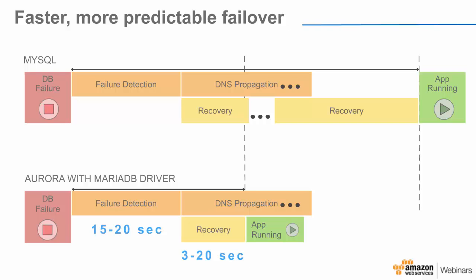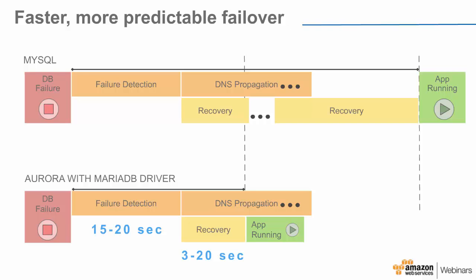So in case of RDS for MySQL, you can see that the phase of recovery is quite long. It could be 5 minutes or more, depending on what you're trying to recover. Whereas in case of Aurora, the recovery is instantaneous, and the time it takes is just for DNS propagation.